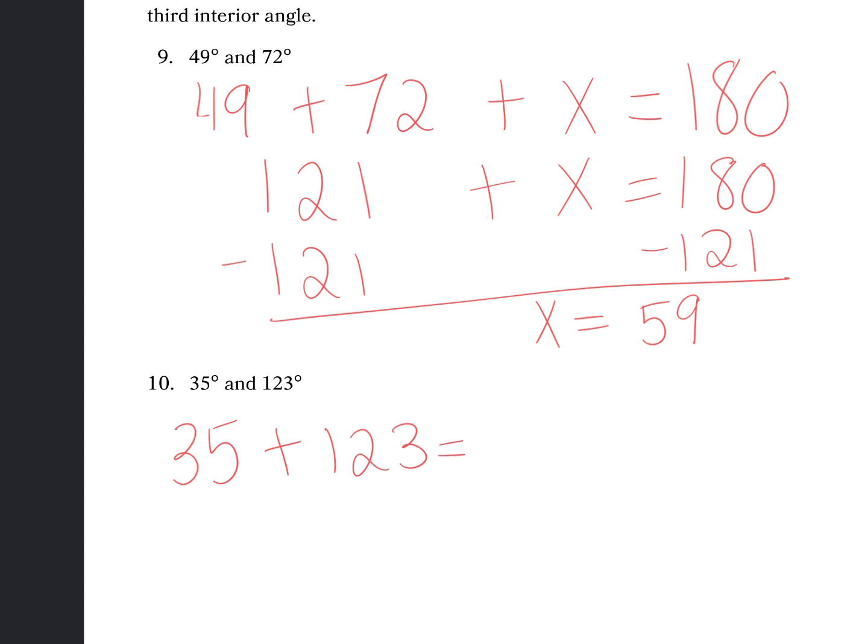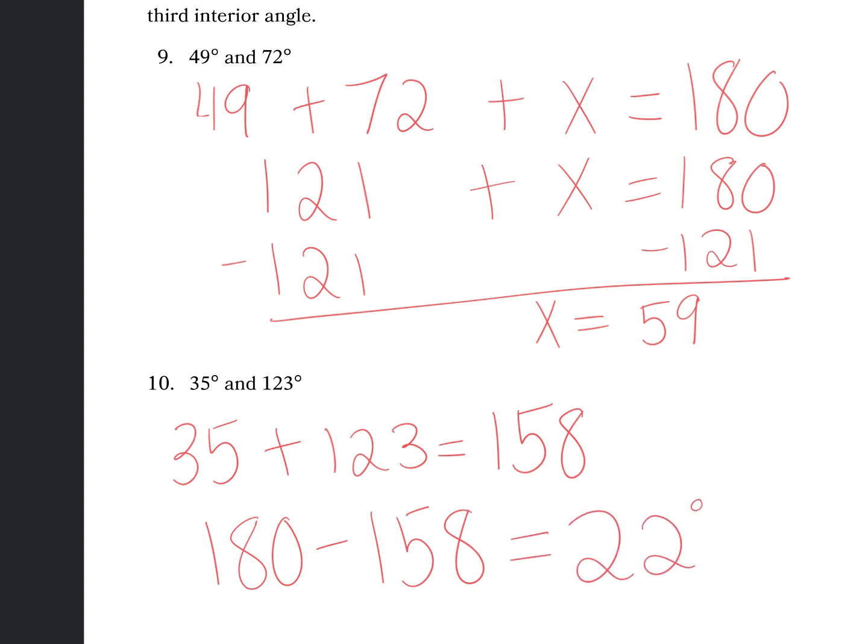So if we're adding 35 plus 123, what does that give us? 158. And then if we subtract 158 from 180, so it's the same concept of the different ways I wrote it, just however you want to do it.